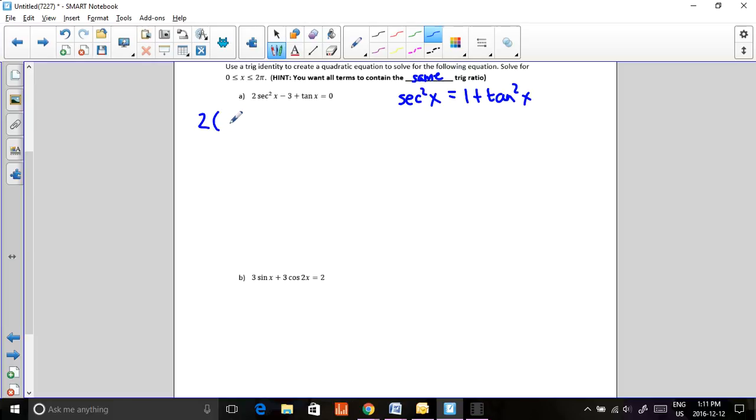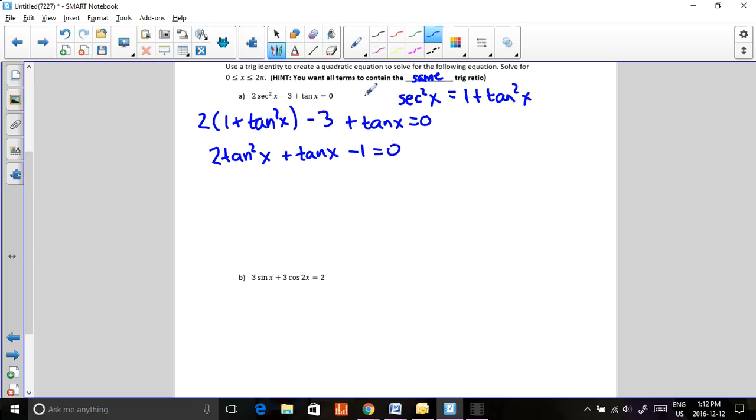So 2 bracket 1 plus tan squared x, close your bracket, minus 3 plus tan x equals 0. Okay, so this doesn't look very good. We want to expand this, collect like terms, and put it into the way that looks like a quadratic. So this will become 2 tan squared x. And then this 2 minus a 3 will become minus 1, but we want to put the plus tan x first. Minus 1 equals 0.